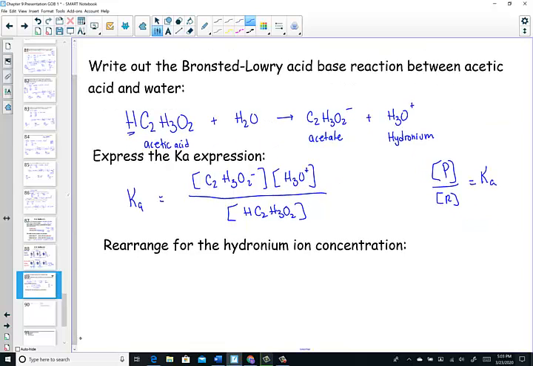What if we were to rearrange this for the hydronium ion concentration? So let's isolate this variable. Well, the first thing I would do is to multiply both sides. Let me just rewrite. Ka is equal to the acetate times hydronium all over the molecule.